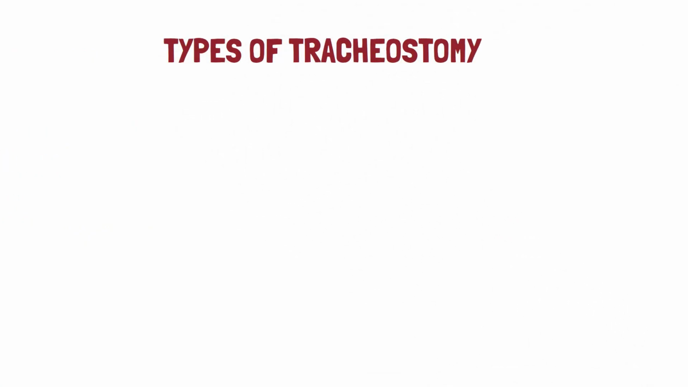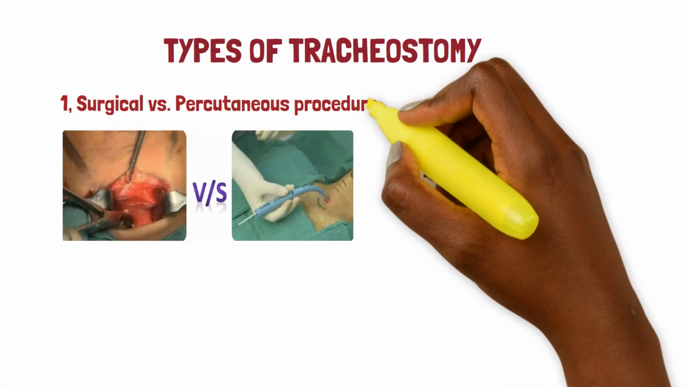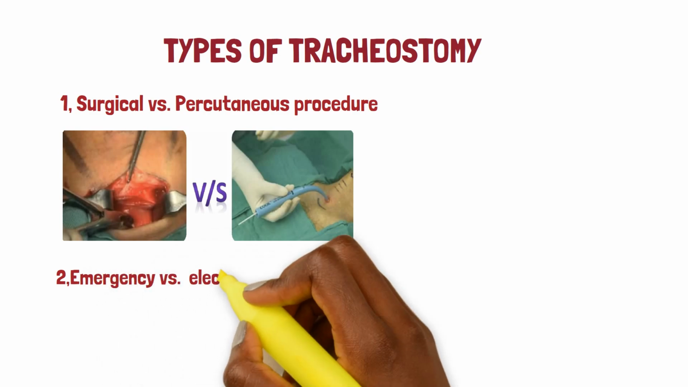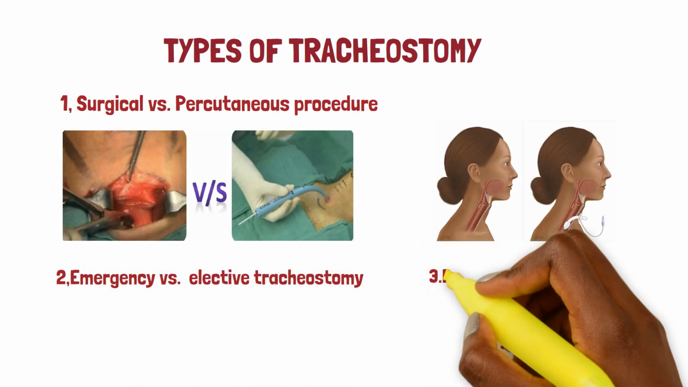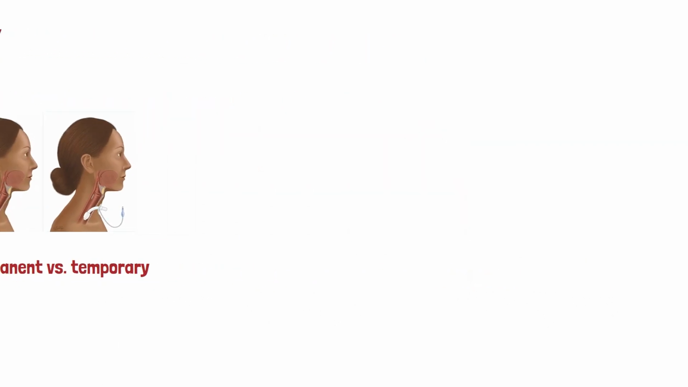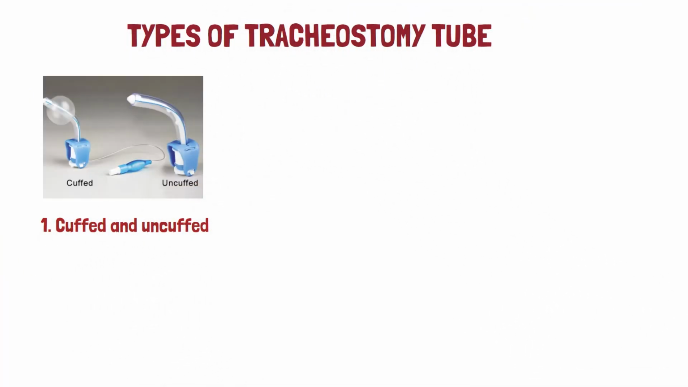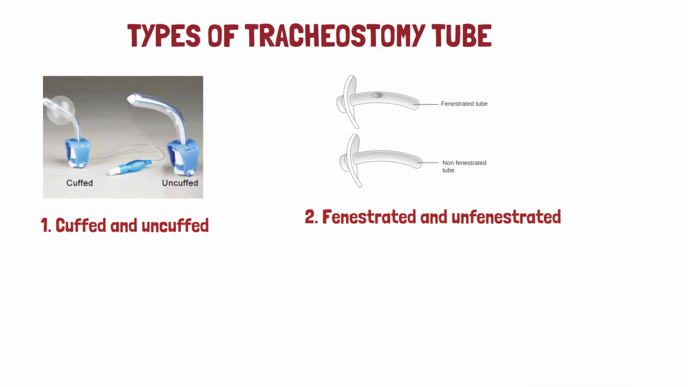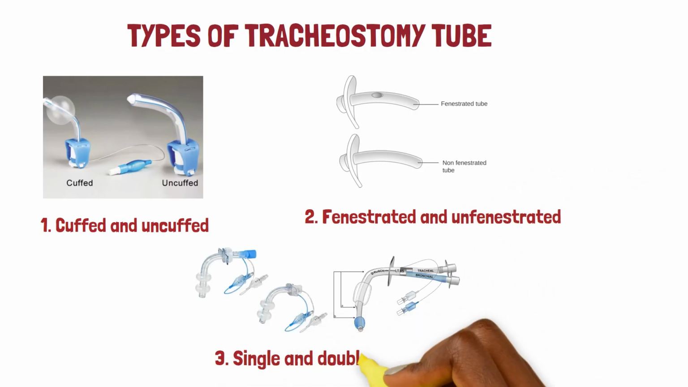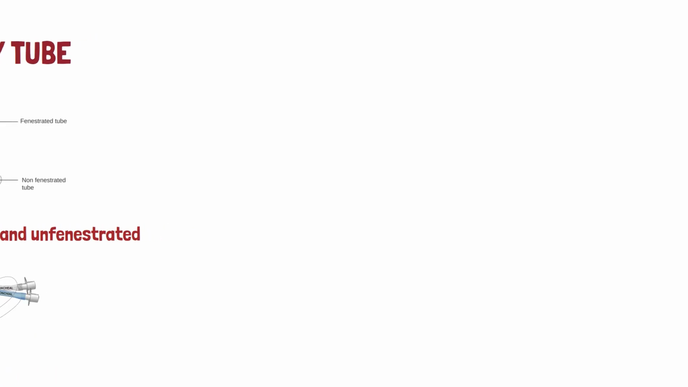Types of tracheostomy. We have surgical and percutaneous procedure, emergency and elective tracheostomy, as well as permanent and temporary tracheostomy. Types of tracheostomy tubes. We have cuffed and uncuffed, fenestrated and unfenestrated, as well as single and double lumen.